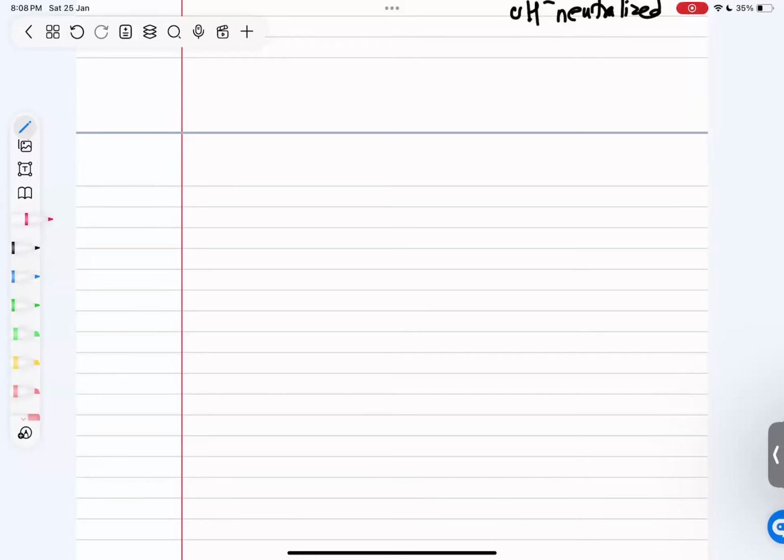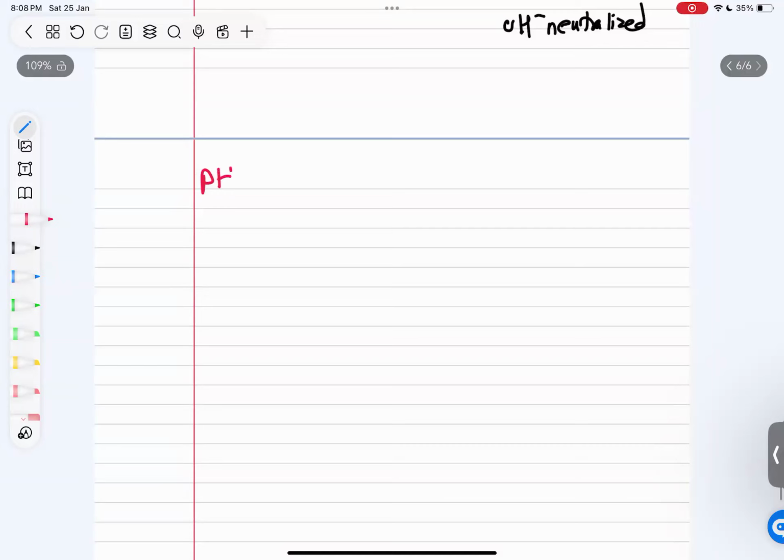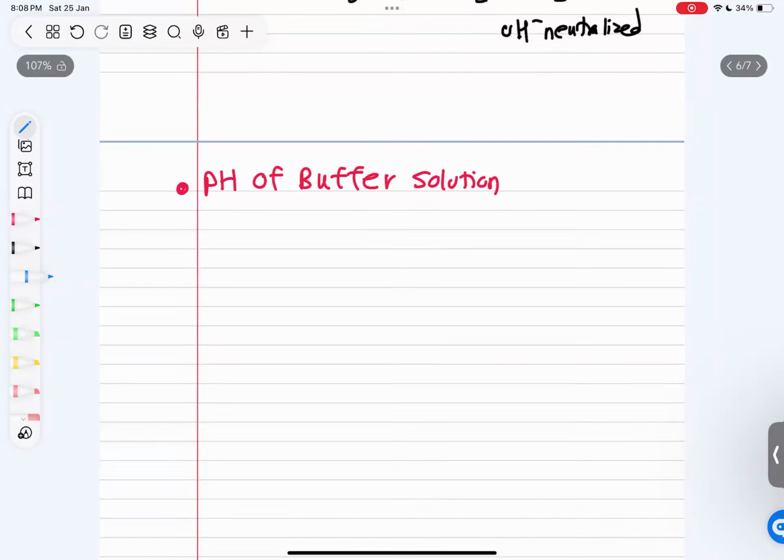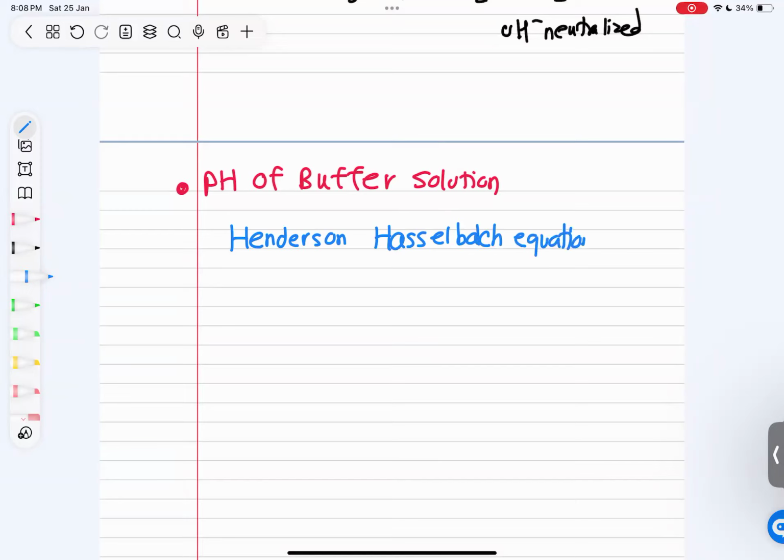Now, how can I know the pH of a buffer solution? The buffer solution has a pH that can be found using the Henderson-Hasselbalch equation.